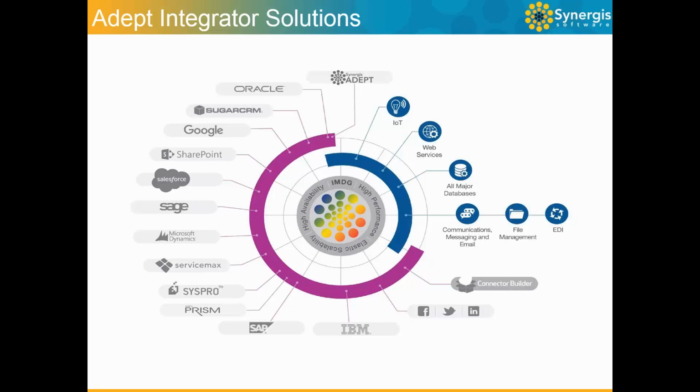So where do we start? On the left-hand side, as you look at your screen, you'll see the magenta semicircle with a whole lot of applications listed. These are the applications of what we would term pre-built connectors. These are available, open for us to utilize and connect up with your systems.